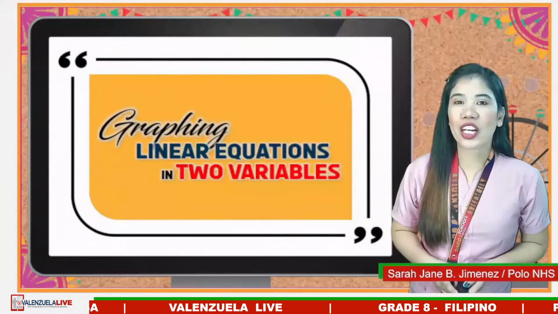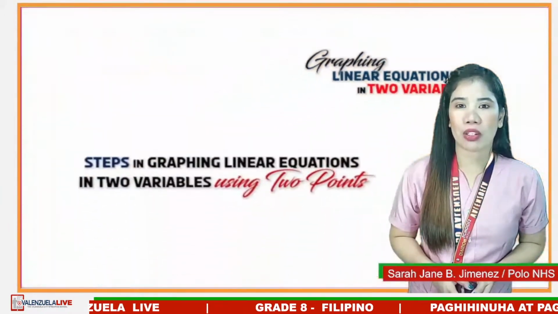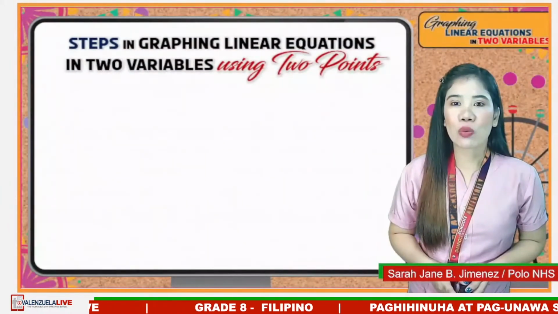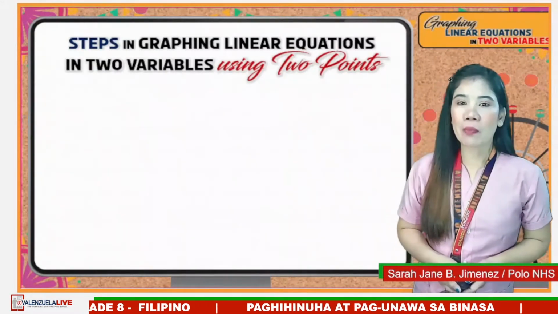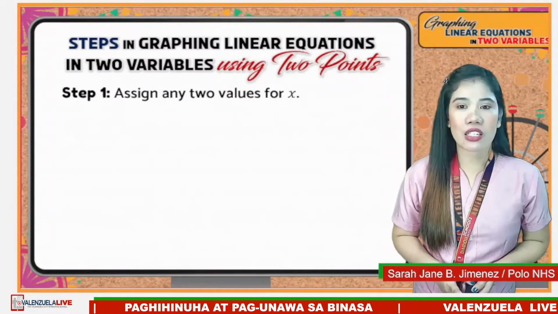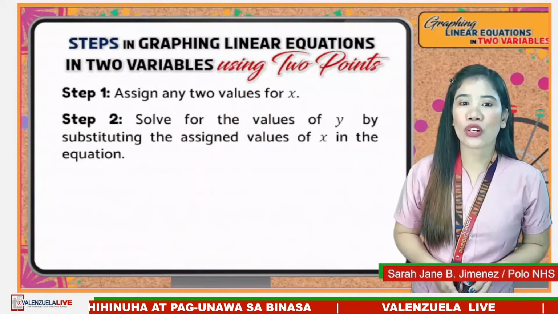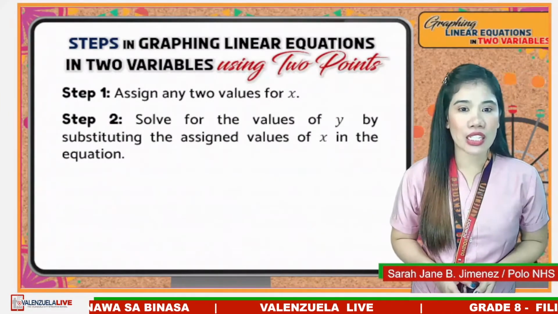There are 3 ways on how to graph linear equations in two variables. The first one is to graph the line using 2 points. For step number 1, assign any 2 values for x. Step number 2, solve for the values of y by substituting the assigned values of x in the equation.